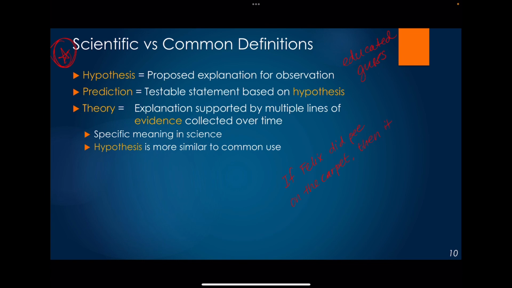Then the pee should be yellow. I don't know, I'm just making this up, right? So that would be a prediction. I'm just saying, okay, I know Felix did it. Why do I think that? Because if he did do it, then it should be yellow, right?